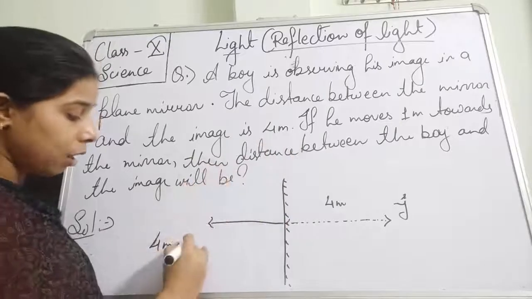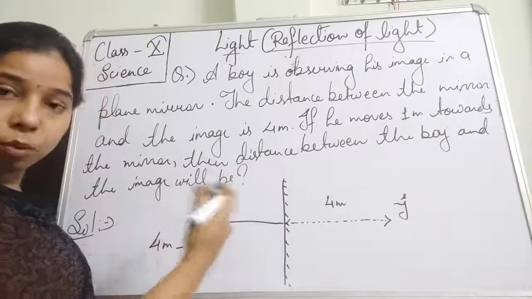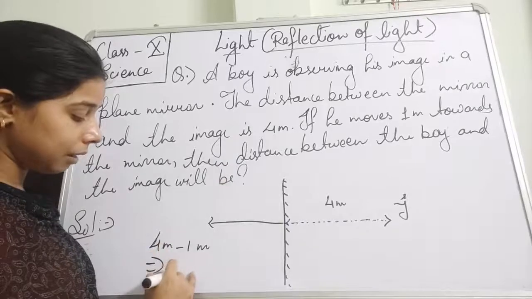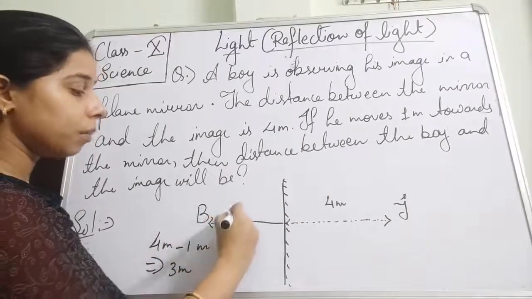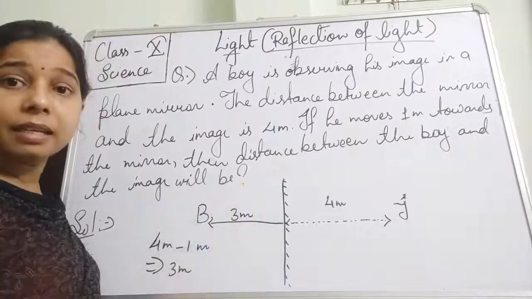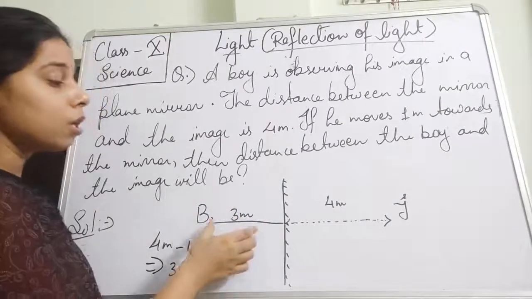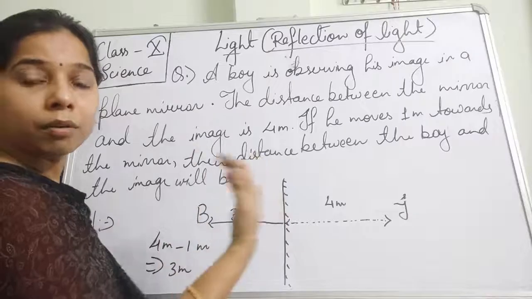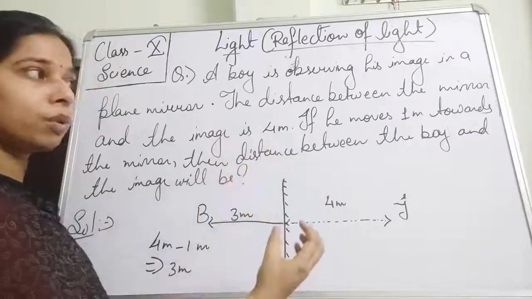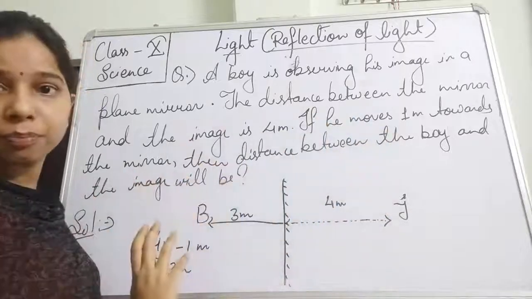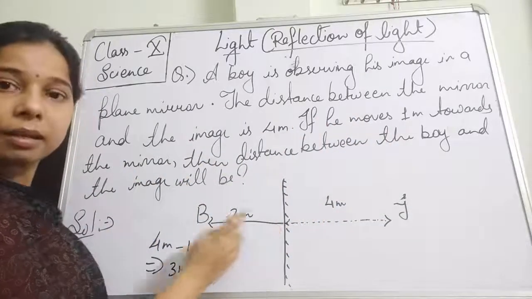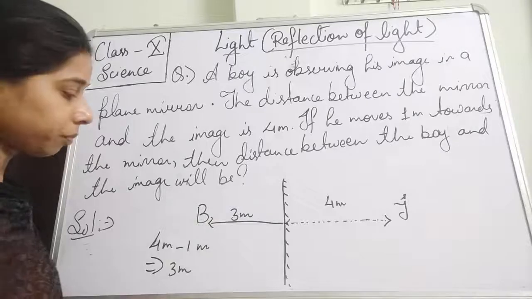So what happened? 1 meter he has moved forward. So now it will be 3 meter. The distance between the boy and the mirror will be 3 meter. Only then we can say that before it was 4 meter. So he went close to the mirror by 1 meter. So now the distance between the mirror and the boy is 3 meter.